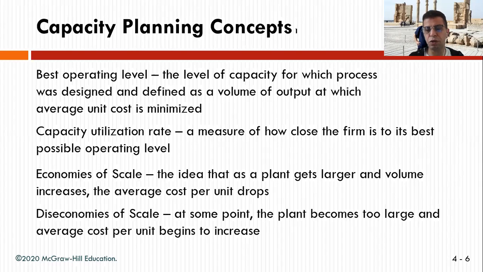And then if you have 100%, for example, if the factory can make 100 units, then it means that you are at 100% capacity. So you heard of the word economies of scale, which is the idea that as a plant gets larger and the volume increases, the average cost per unit drops.